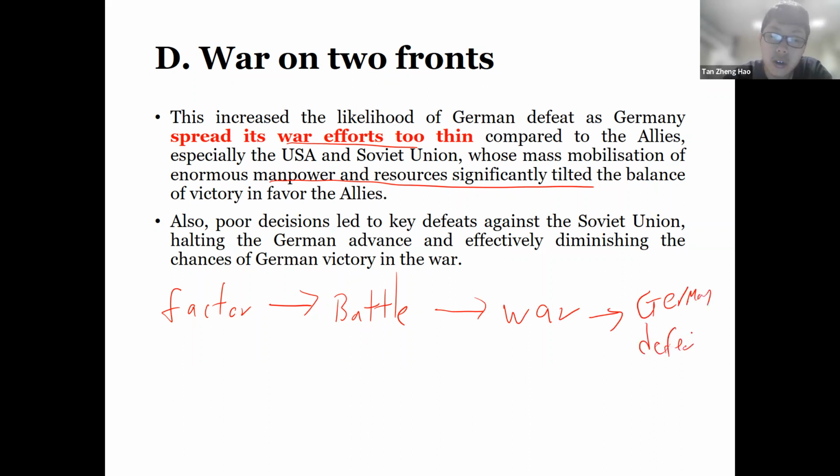So usually I like to explain, for example, if I fight a war on two fronts, I'll lose the battle on the Western Front or the Eastern Front because I'm at a disadvantage. You lose the battle, you retreat, you lose some more battles, eventually you lose the war. And when you lose the war, you're left with nothing, Germany is defeated. So that's the line of explanation I usually like to recommend to my students.